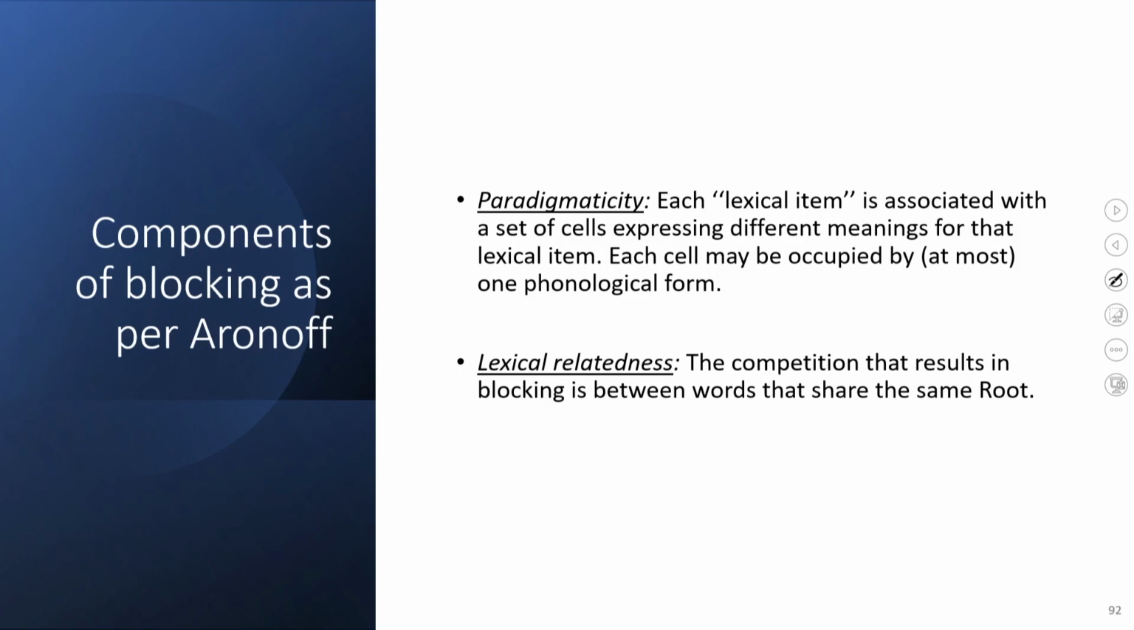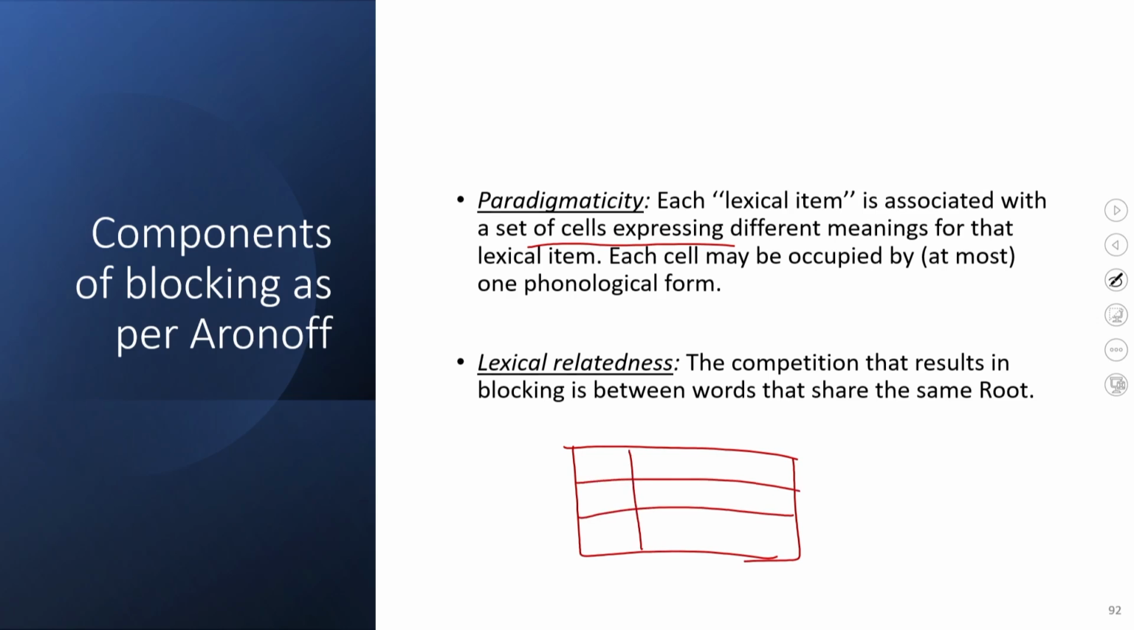Now, these are the components. He further breaks it down into components. Again, it is very sketchy, just the ideas I have added here. So, paradigmaticity, he gives 4 particular components. One is paradigmaticity. Each lexical item is associated with a set of cells expressing different meanings. So, it is something like a kind of grid. There are cells, so you have multiple possibilities in that, expressing different meanings for that lexical item.